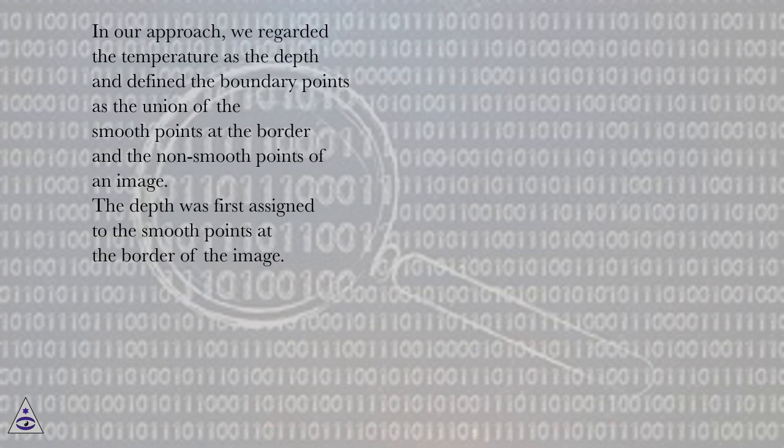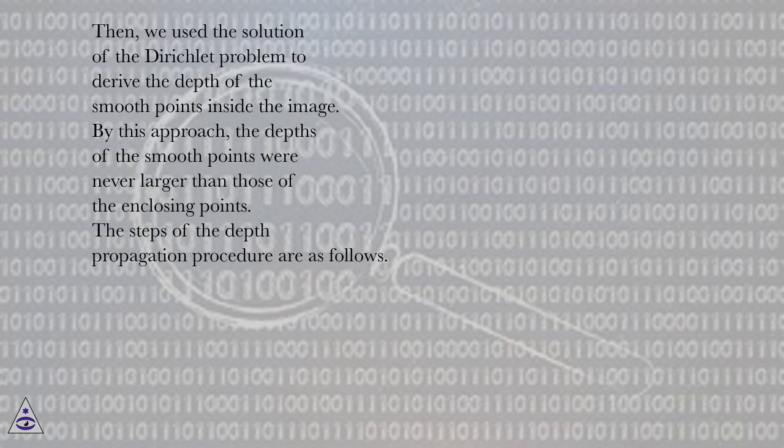In our approach, we regarded the temperature as the depth and defined the boundary points as the union of the smooth points at the border and the non-smooth points of an image. The depth was first assigned to the smooth points at the border of the image. Then, we used the solution of the Dirichlet problem to derive the depth of the smooth points inside the image. By this approach, the depths of the smooth points were never larger than those of the enclosing points.